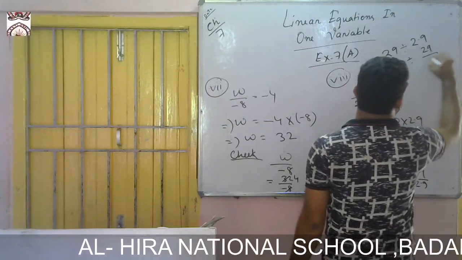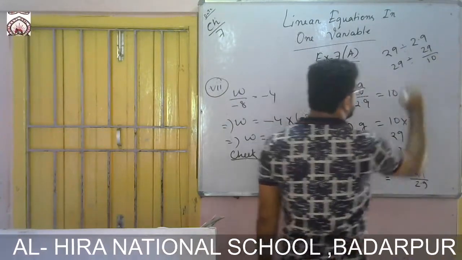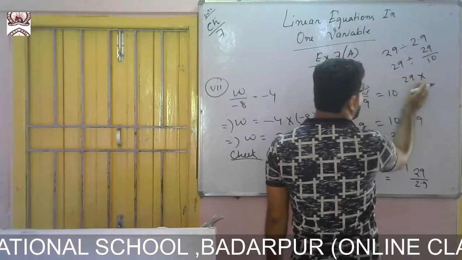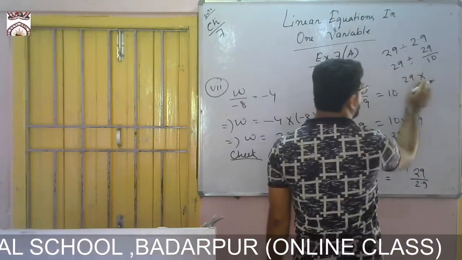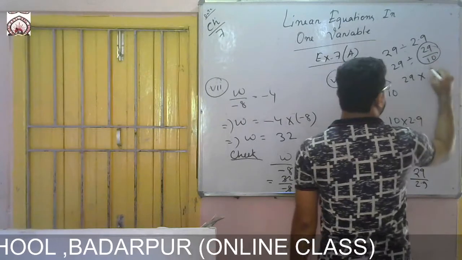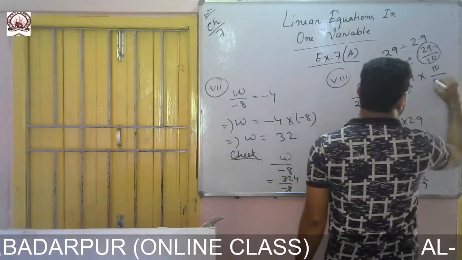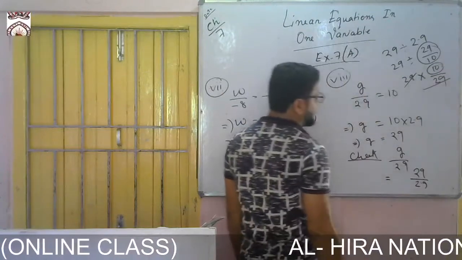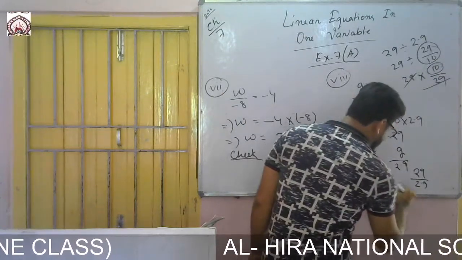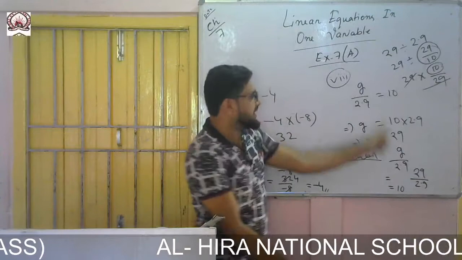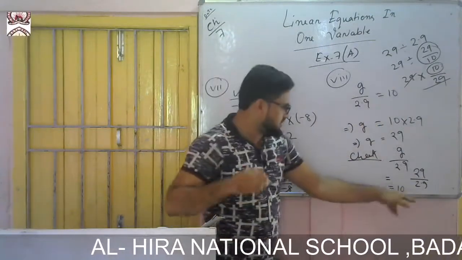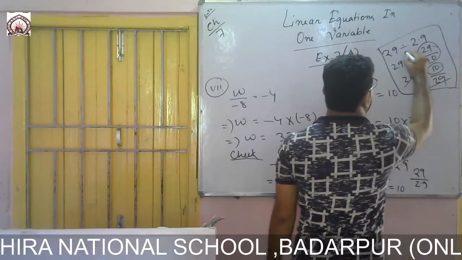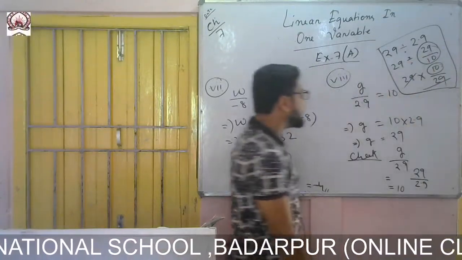I can write 29 by 10. So in place of division we shall replace it by multiplication. Then this fraction will get changed. It will come 10 by 29. Now we cancel, you will get 10. So here the answer will come 10. So it is matching with this one. You see this? Okay.